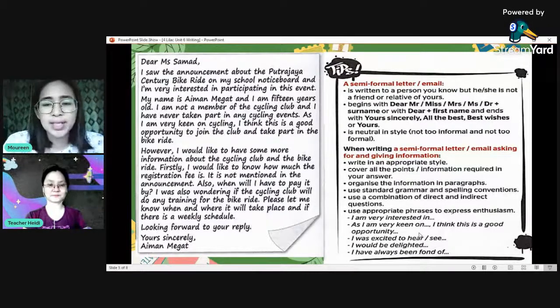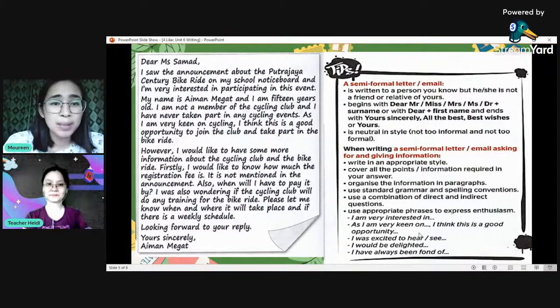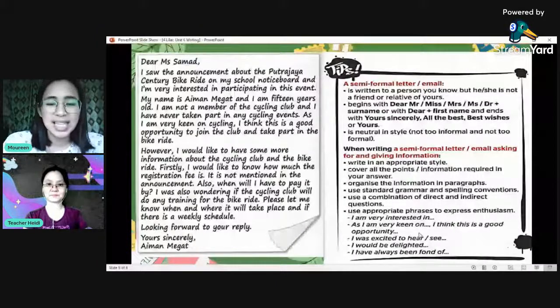Page 87. And then the last one, use appropriate phrases to express enthusiasm. Okay. If you look at the sample there, it uses I am very interested in. It means very interested, to show enthusiasm, class. Enthusiasm means eagerness, and shows you are interested. You are very interested. Okay. And then the second example there is I am very keen on, which means you really like it. You really like cycling. Very interested in cycling. Okay.